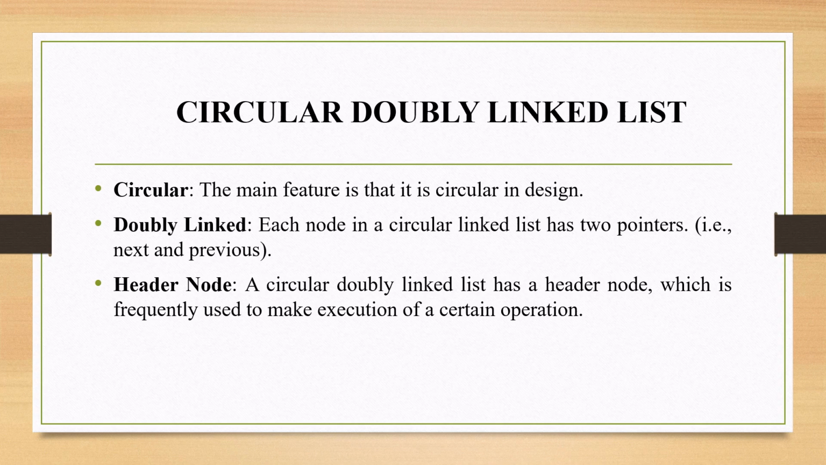In a circular doubly linked list, the main feature is that it is circular in design. Being doubly linked, each node has two pointers, that is next and previous. A circular doubly linked list has a header node, which is frequently used to make execution of certain operations easier.